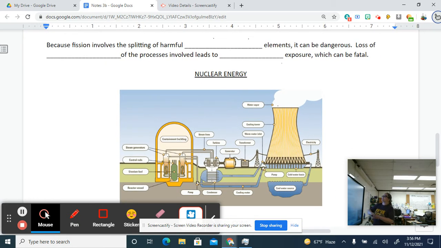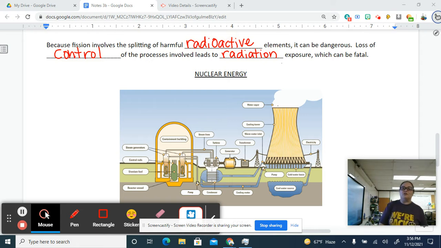Because fission involves the splitting of harmful radioactive elements, it can be dangerous. So if we lose control of the processes involved, it can lead to radiation exposure, which can be fatal. So you can get exposed to a fatal dose of radiation.